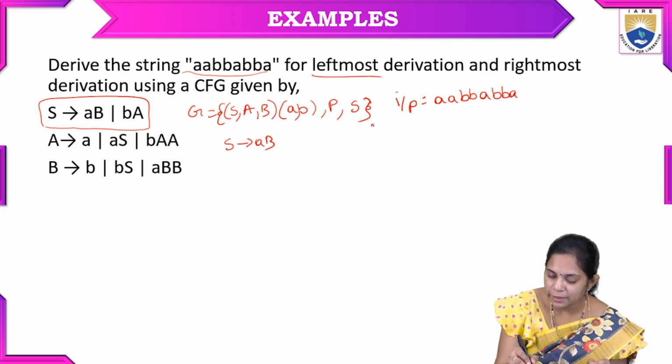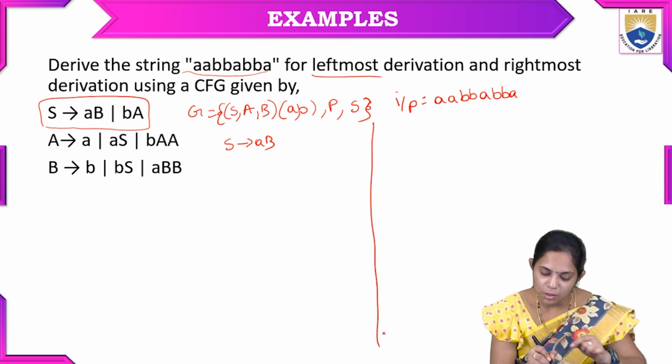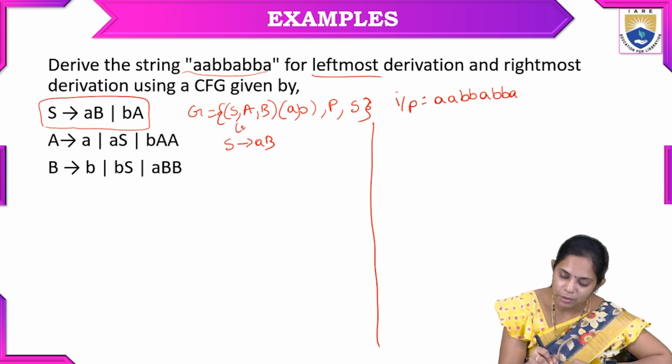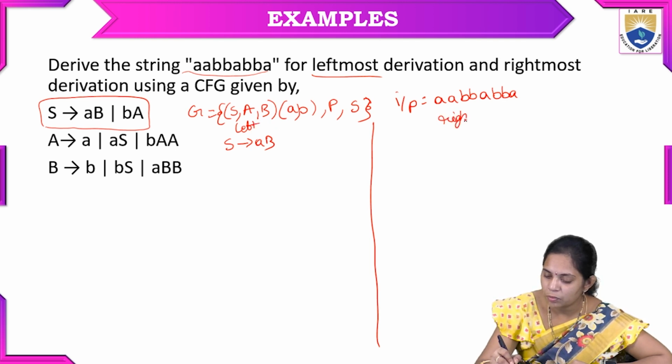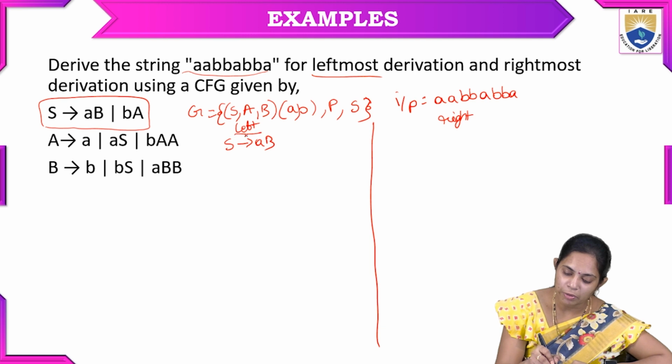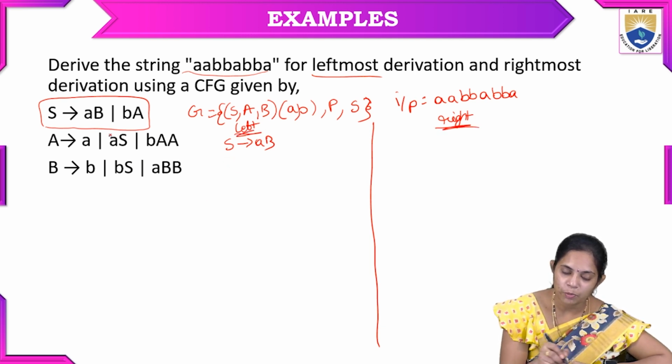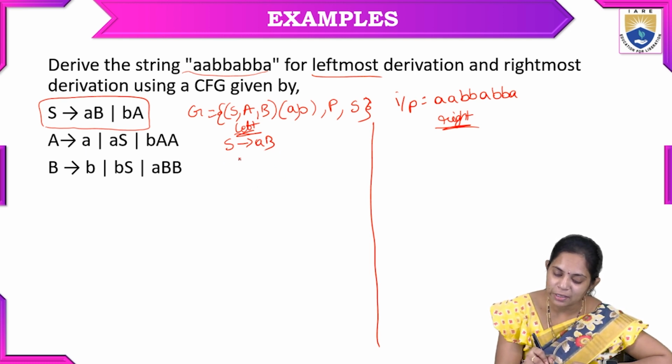Here we will write the leftmost and rightmost derivation, this one is the left and this one is the right. We have to do the rightmost derivation and the leftmost derivation. Here we take the input string with the production rule S tends to AB. On the right-hand side, only one non-terminal symbol is there, so we have to substitute that non-terminal. So B tends to.